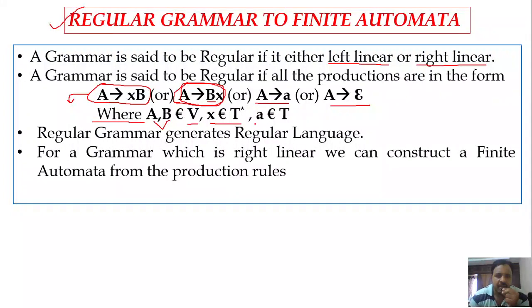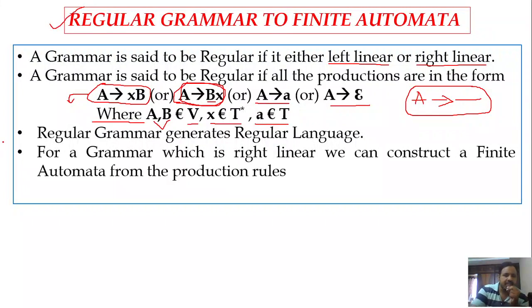And small a belongs to T, so a is a terminal. Anyways, in a production rule, in the right hand side you must have only one non-terminal or variable, and that may occur either in the leftmost position or in the rightmost position in the RHS, right? Apart from that, it may have a production like a non-terminal denoting any number of terminals, or one terminal, or even epsilon. All those are considered to be a part of regular grammar.